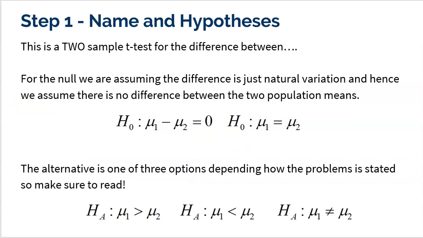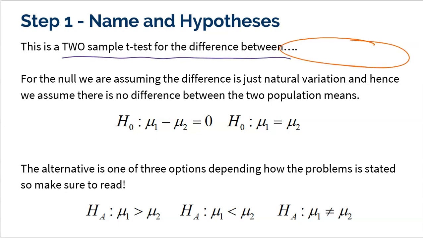All right, so let's talk about step 1. Step 1 is first off naming it. This is a two-sample t-test for the difference between, and then you have to fill that in with some good context. This is a two-sample t-test for the difference between the weight of black bears and brown bears. Fill this in right here with good, solid context from the problem.